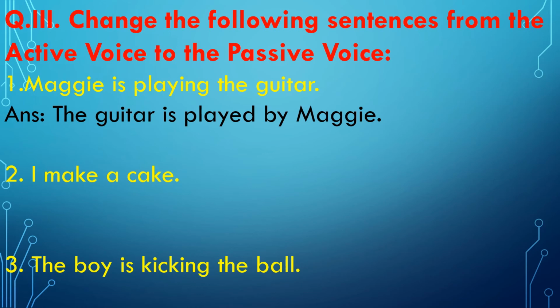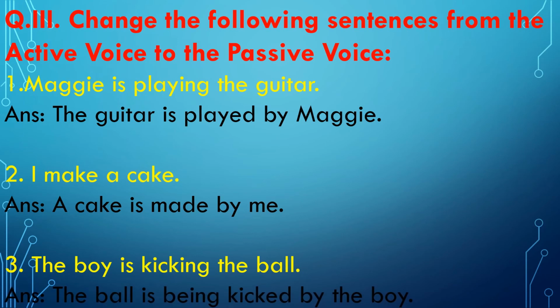Second sentence, "I make a cake." Now over here we have to change it into passive voice. So the answer will be "A cake is made by me." Third sentence, "The boy is kicking the ball." What will be the passive sentence over here? "The ball is being kicked by the boy."